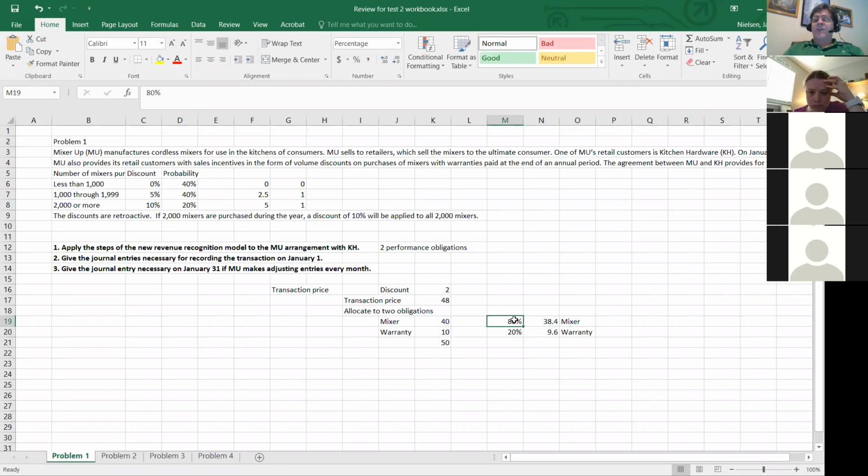We apply that to the $48 because this transaction price of 48 is not the 50, right? Because of the discount. So basically the point is, we're applying the discount to both the mixer and the warranty. So if you want to think about it, you're really taking 80% of the discount off the mixer and 20% of the discount off the warranty.